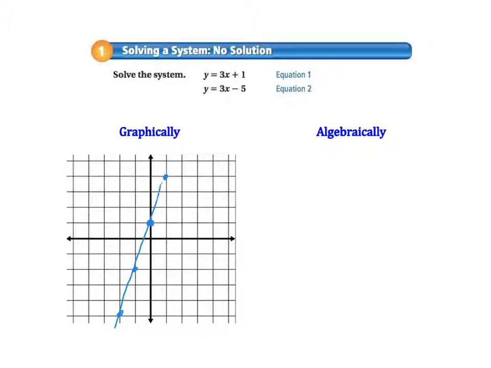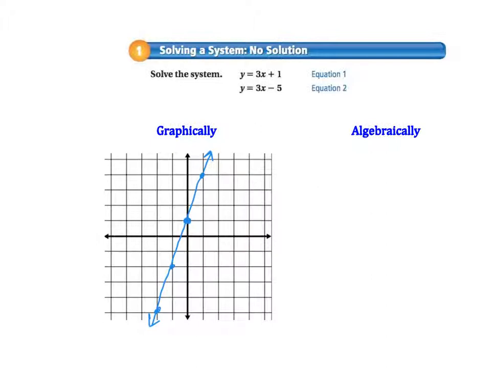So I get a line that looks like this. And then if I graph the second equation, I see that I have a y-intercept of (0, -5), and I have that same slope of 3 over 1. So I can follow my slope and connect my dots. So you'll see that since these two lines have the same slope, they're increasing at the same rate, and therefore they're never going to cross.